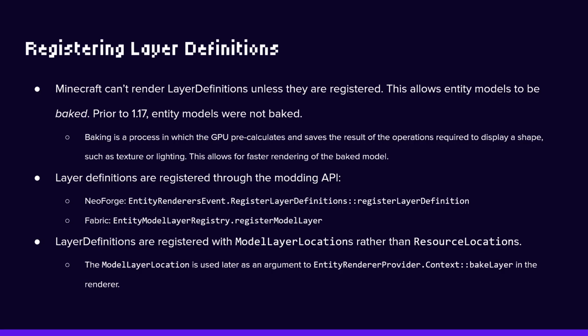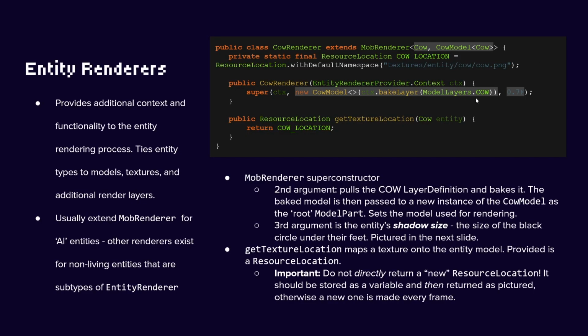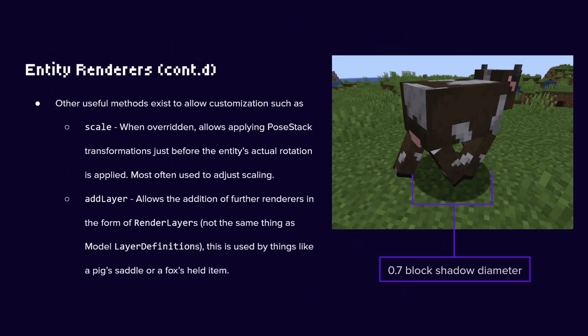So you register layer definitions using the modding API because they so wisely used another immutable map or something like that. I don't know. They associate with model layer locations, which are basically a wrapper around resource locations. I don't know why they made that. They could have just used a resource location. And then when you actually call bake layer, you just pass it the model layer location. So if you look here, this is a model layer location that's being passed to bake layer. And then if you look at the cow model, it would have the actual definition for that layer definition.